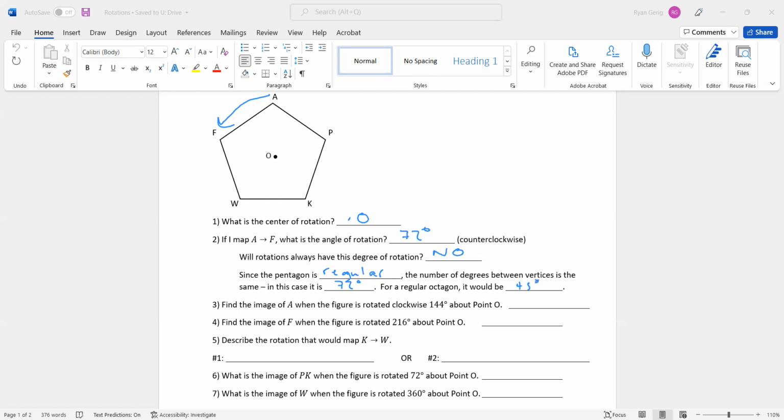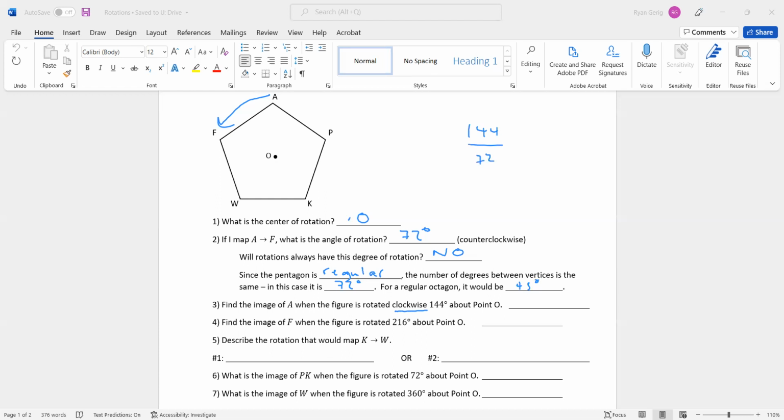All right, so now we're talking about the pentagon. Find the image of A when the figure is rotated clockwise, and I did say clockwise here, 144 degrees, about point O. Now I just threw in 144 degrees. Just talked about 72, and then I throw a different angle at you. What am I talking about here? Well, what is 144 divided by 72? It's 2.